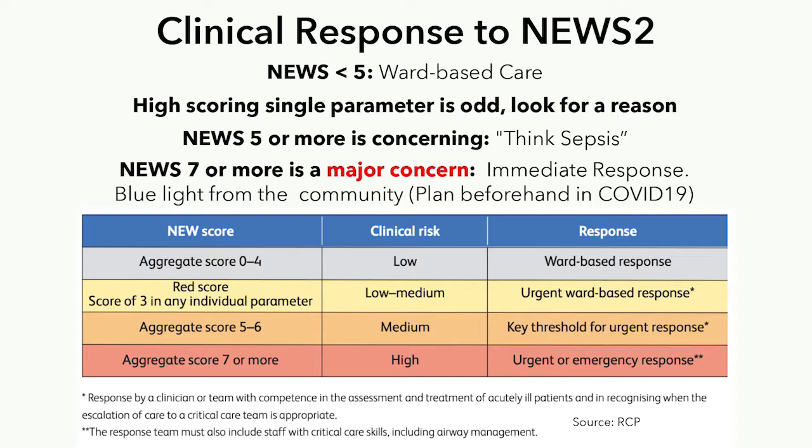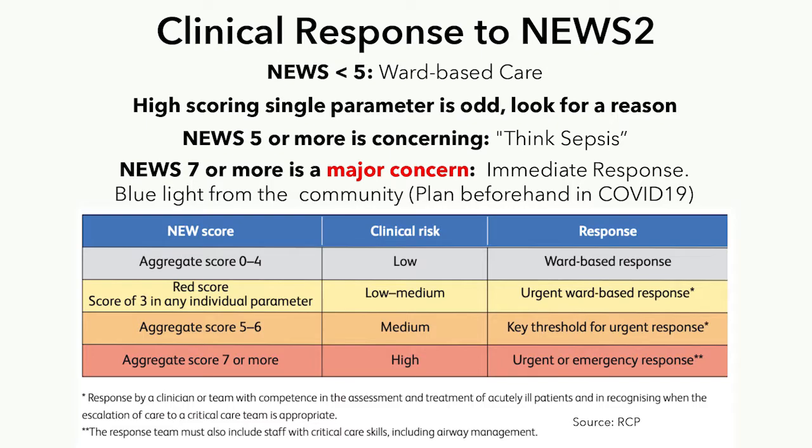A high scoring single parameter is odd. Look for a reason. With this, I mean that if a single parameter, let us say, for example, pulse, is high while other parameters are within the normal range, there must be a reason related to the pulse. So have a detailed look at what's going on. Is this atrial fibrillation with fast ventricular response, rapid heart rate, or something different? And the same stands for the rest of the parameters: if there is a single high scoring parameter, look for a particular reason.